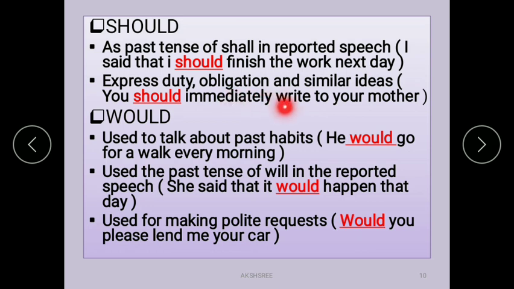To express duty, obligation and similar ideas, we will usually use should. That is, you should immediately write to your mother. It is your duty.